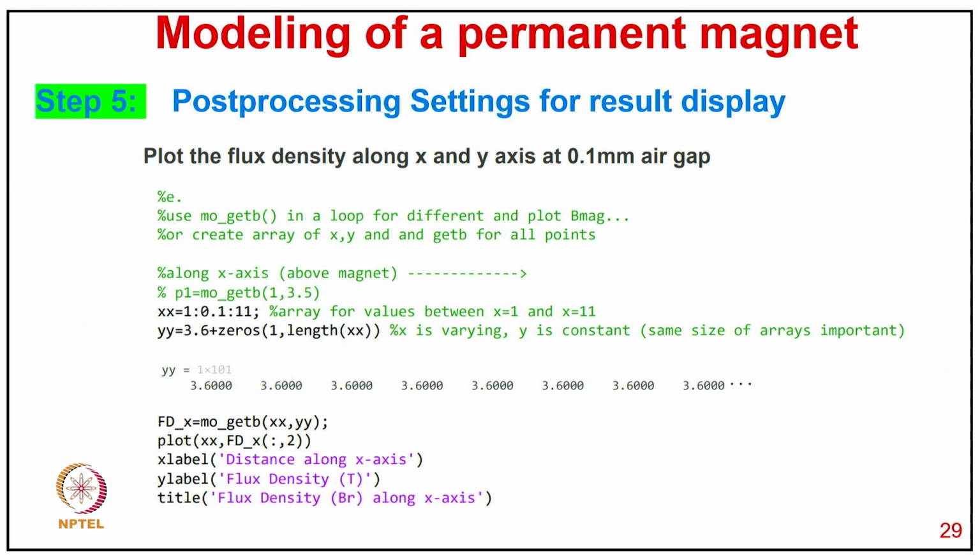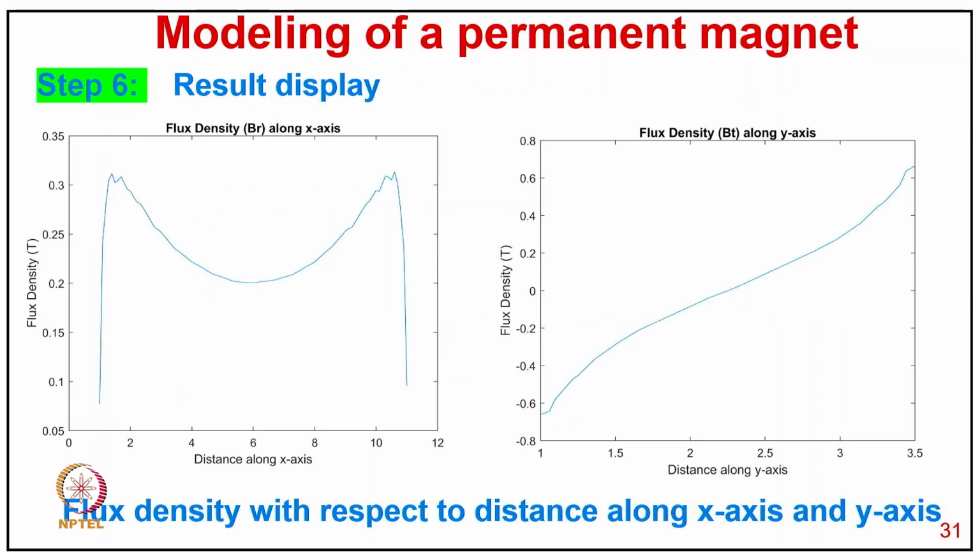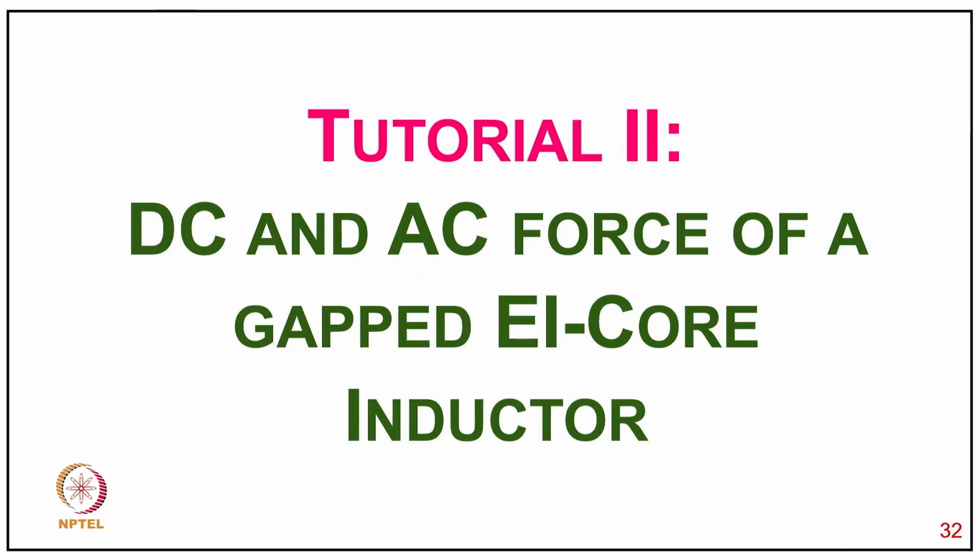And now step 5, post-processing settings for the typical result display. We plot the flux density along the XY geometry, and this is typically the code given here in detail. You can see the total code and the display of the command for the Y label as a plot. You can see the plot clearly, how the flux density varies with the distance on the X axis, and how the distance varies with flux density for the Y axis, in two axes. The flux density with respect to distance along the X axis and Y axis is known.